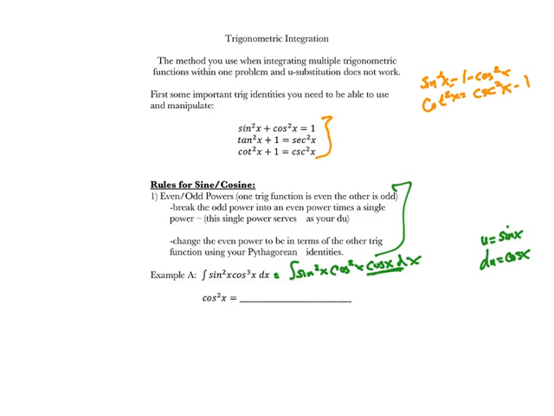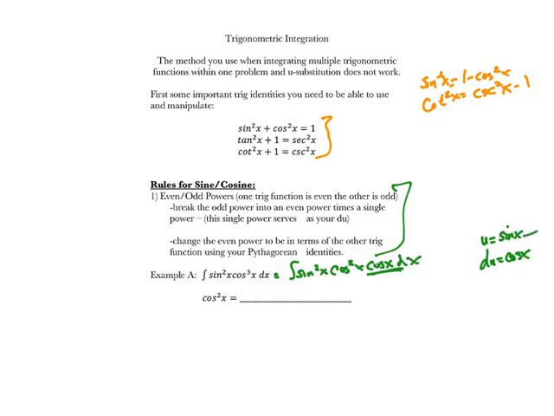Notice I'm not letting u be a power of sine, it's just regular sine, because du wants to be just the regular cosine with no powers. If I had a power on sine, I would have to use the chain rule, and that's going to give me more than one trig function for my answer.